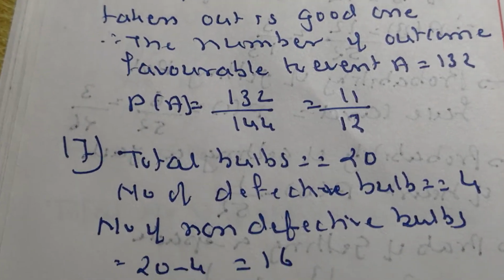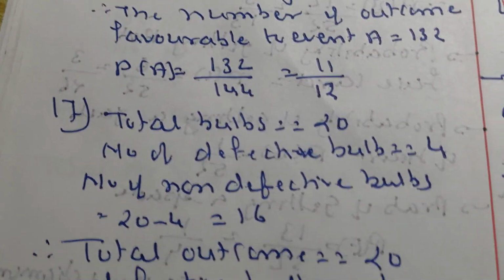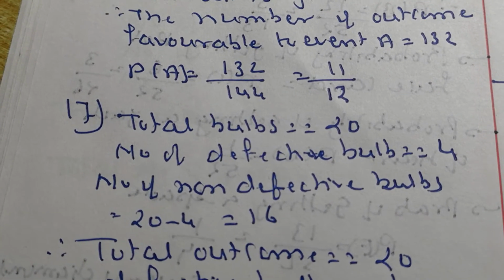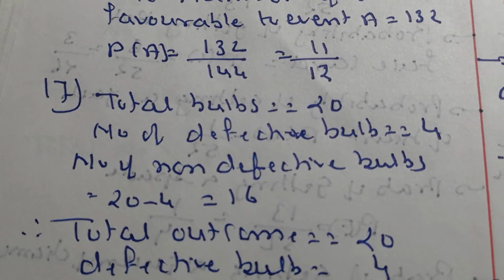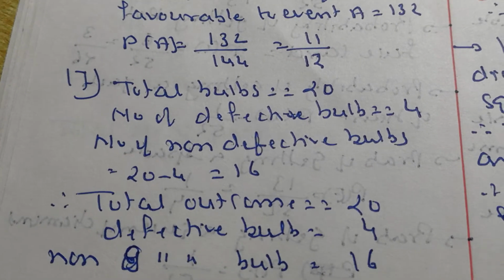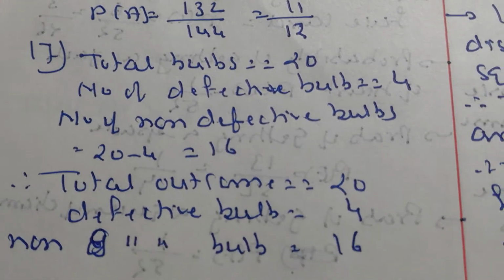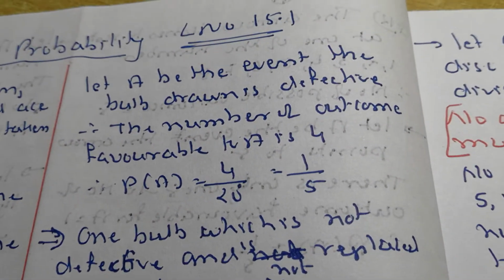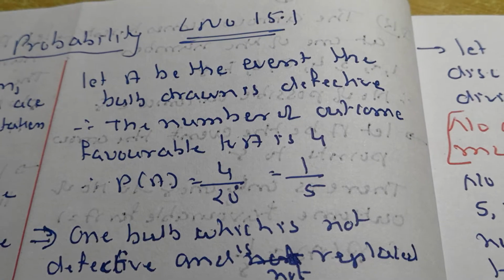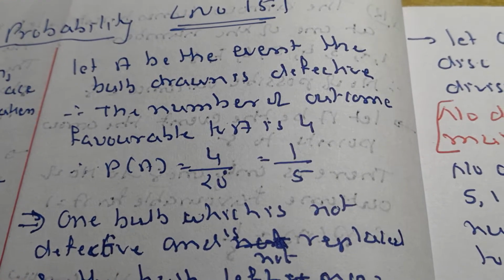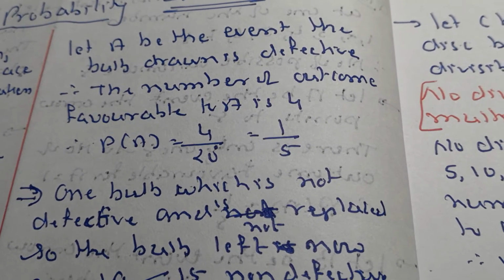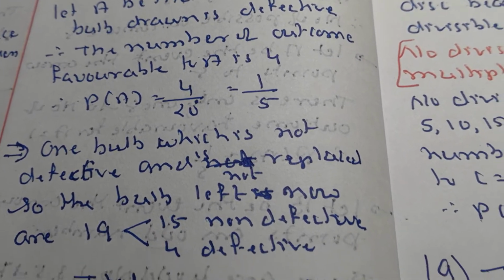Question number 17. There are total 20 bulbs. That means the total outcome will be 20. The number of defective bulbs is 4. And so the number of non-defective bulbs will be 20 minus 4 is equal to 16. Question 1. Let A be the event that the bulb drawn is defective. The number of outcomes favorable to A is 4 because there are 4 defective bulbs. So P(A) will be 4 upon 20, which is equal to 1 upon 5.